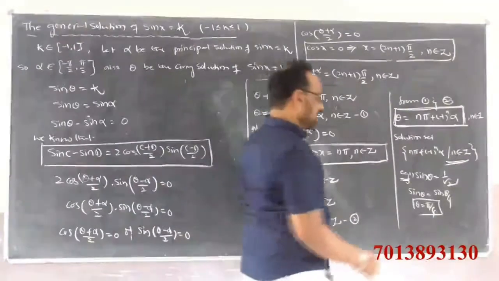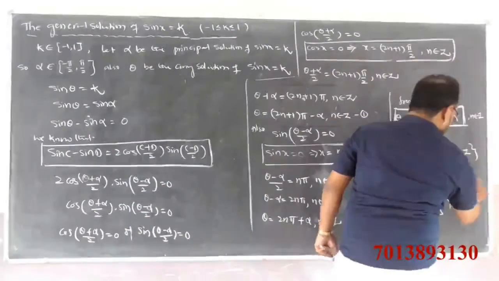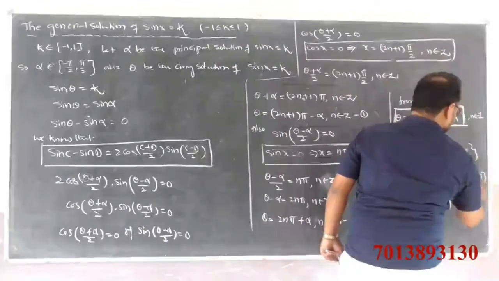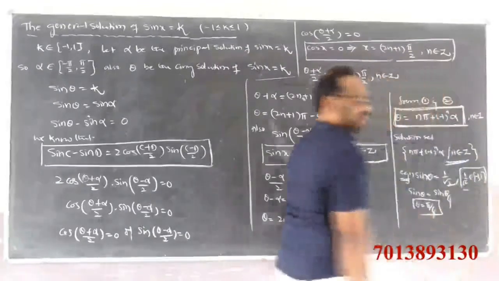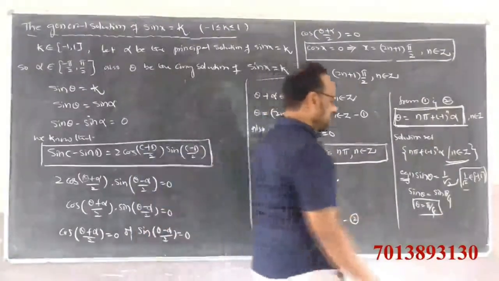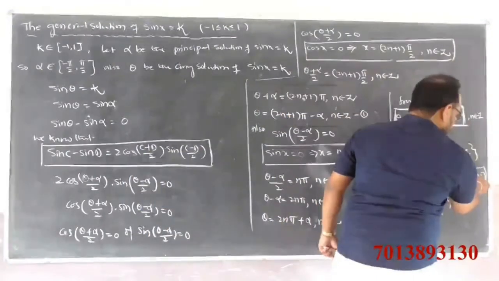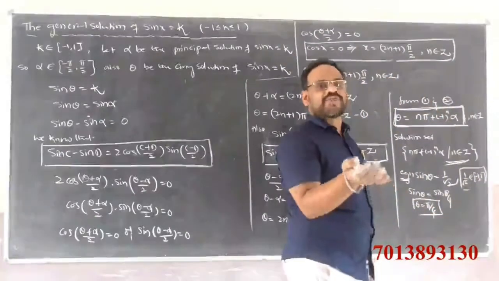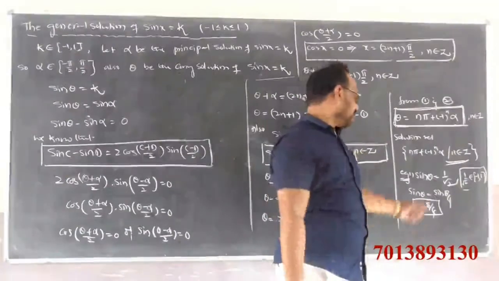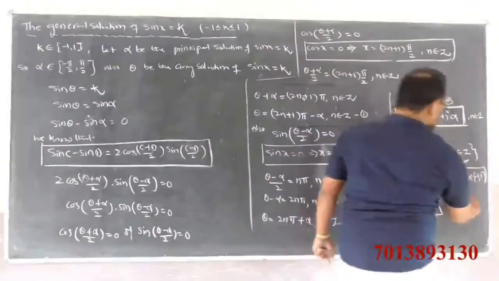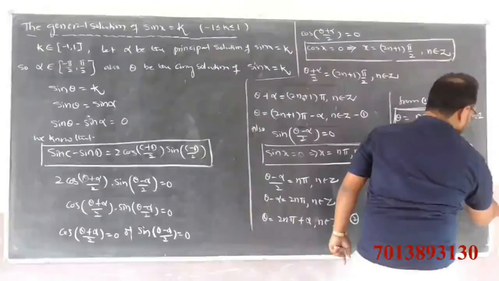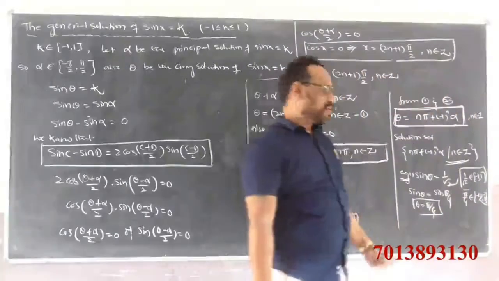Clearly pi by 4. Observe here, 1 by root 2 clearly belongs to the closed interval minus 1 comma plus 1. Minus 1 by root 2 also clearly belongs to the closed interval minus 1 comma plus 1. For every k belonging to the closed interval minus 1 comma plus 1, there exists a unique value of alpha, that is, pi by 4 belongs to the closed interval minus pi by 2 comma plus pi by 2.